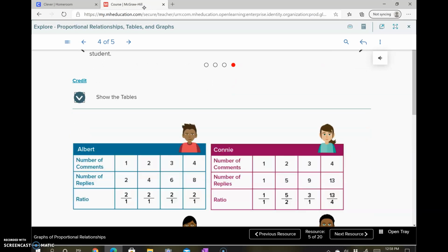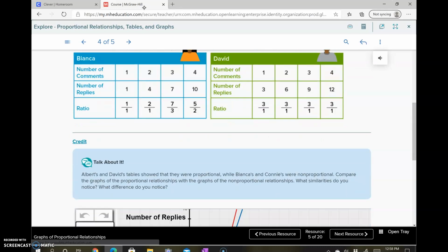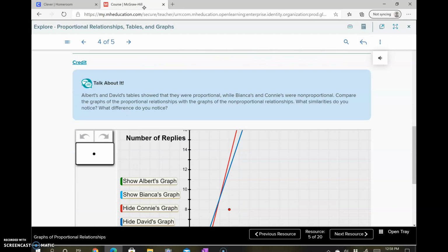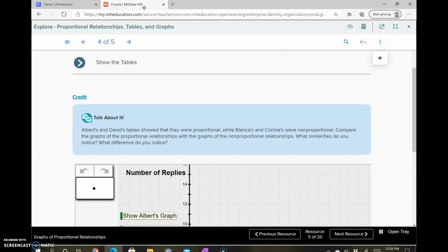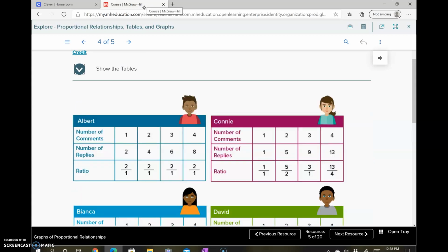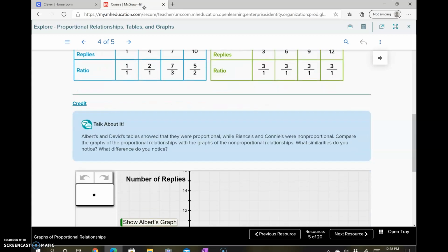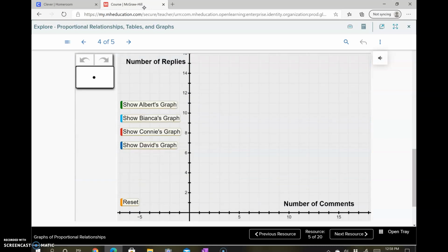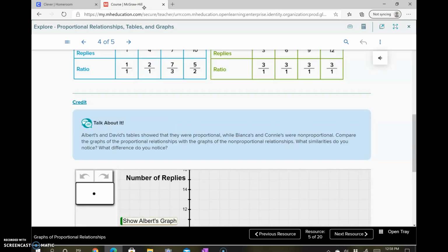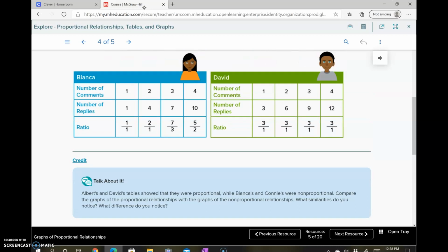All right, so we're going to start with show tables. Let's start with David, so we don't have to scroll a whole lot. Oh, before we do that, let's reset this page. I forgot to reset all of these. It's okay. All right, so let's do show tables. So we're going to work with David and graph this. So the replies is my up and down, my y-axis, and the comments is the bottom. So he had 1 comment for 3 replies.